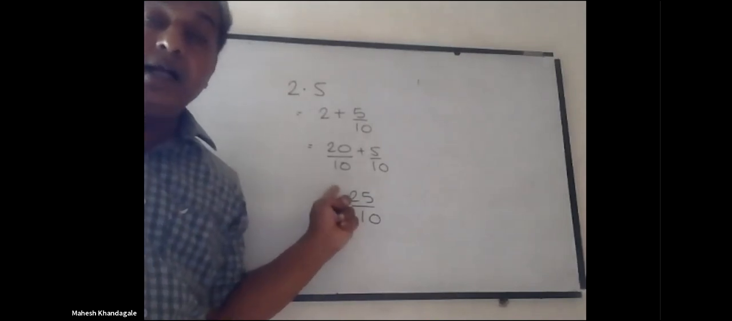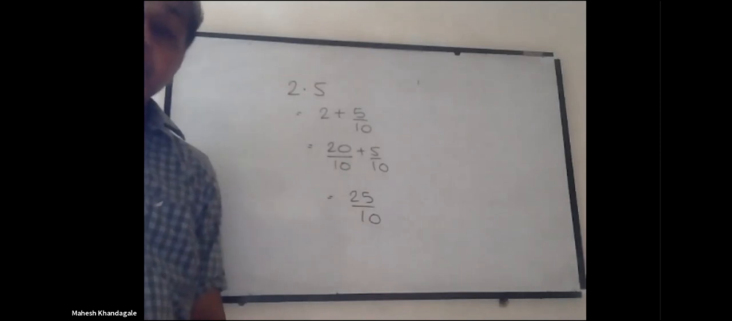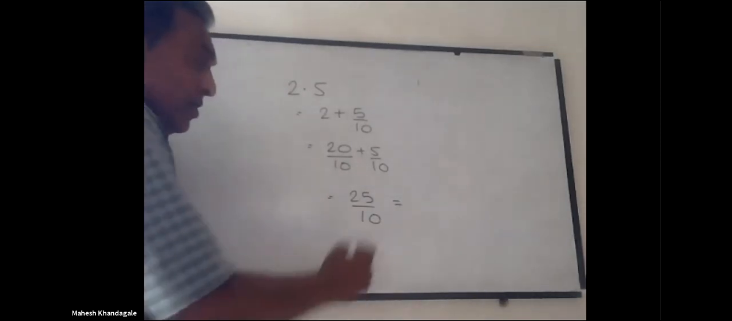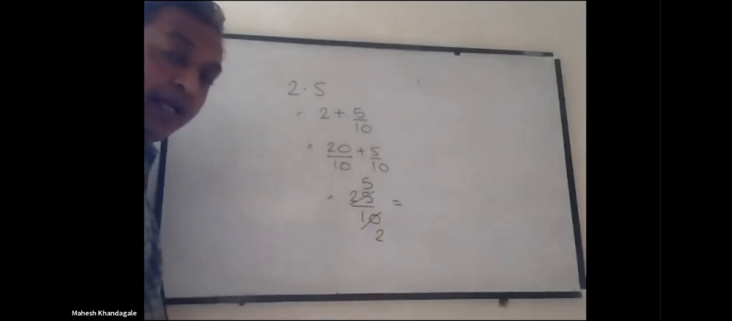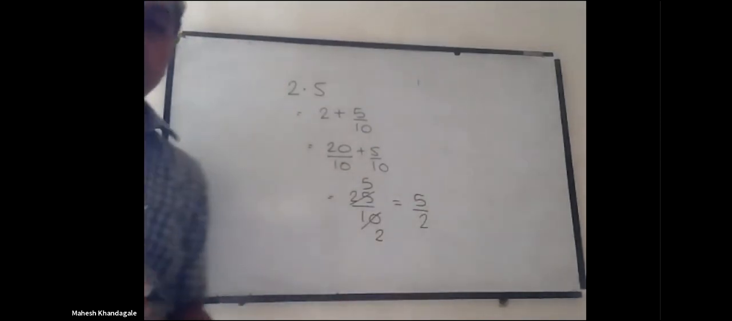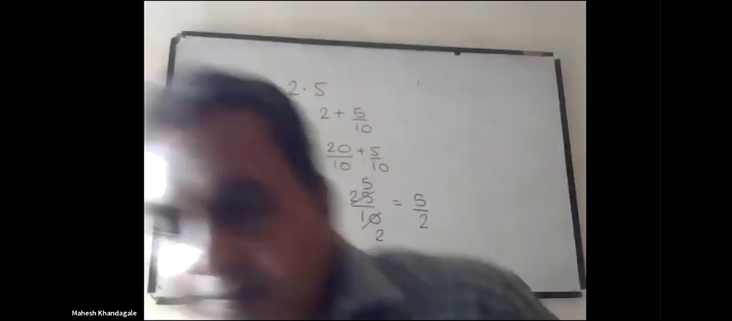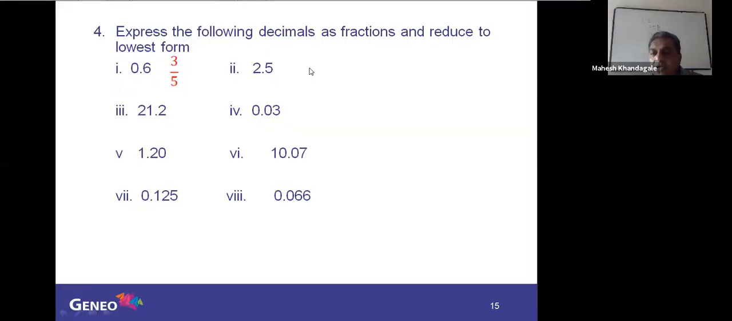Look at the numerator and denominator. We have 5 as common factor. So we will reduce it to lowest form. So this is 5 into 5, 5 into 2, 10. So your answer is 5 by 2. Okay. Correct. So this answer is 5 by 2.